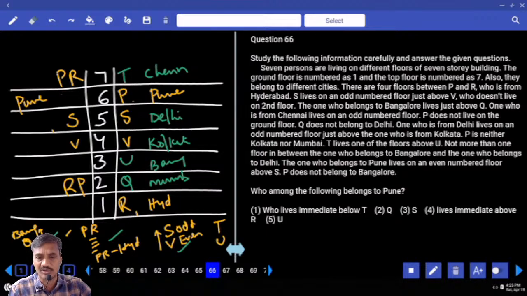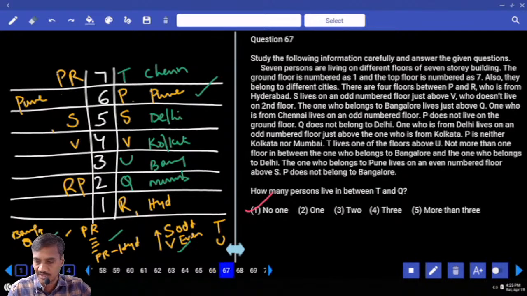And who among the following belongs to Pune? Now Pune is here. The one who lives immediately below T, choice 1. So that is 66. Then 67: how many persons live between T and Q? There are 4 persons who live between T and Q. More than 3, choice 5, question number 67.